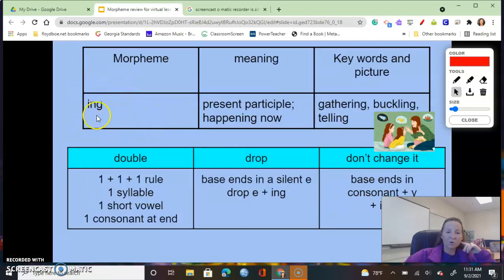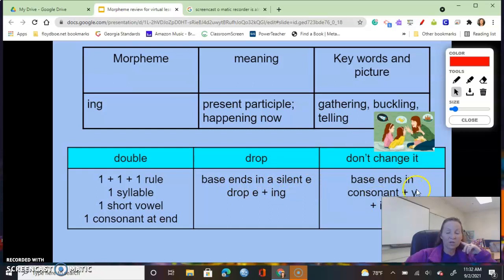The next morpheme we talked about was ING, which means happening now. Gathering, buckling, telling. The girl is telling a story to the other girls. We also have the double, drop rule, but we also have a don't change it rule. We double if it's a 1-1-1 rule, just like ED.